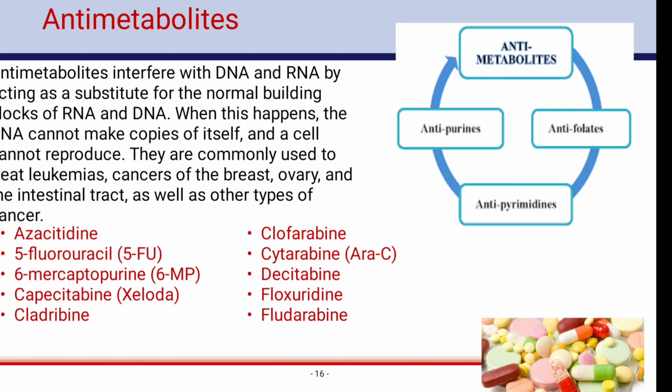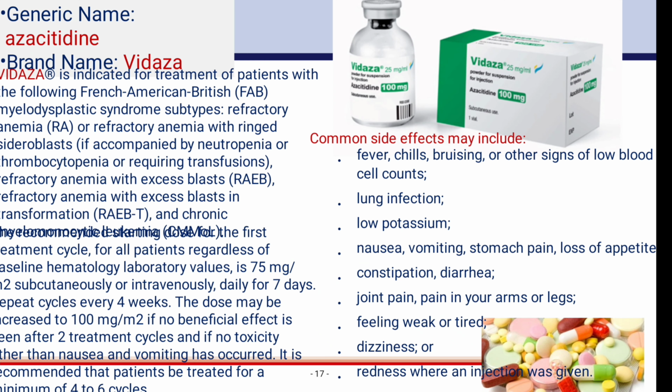Antimetabolites interfere with DNA and RNA by acting as substitutes for the normal building blocks of DNA and RNA. When this happens, the DNA cannot make copies of itself and the cell cannot reproduce. They are commonly used to treat leukemias, cancers of the breast, ovary, and the intestinal tract, as well as other types of cancer. Examples: azacitidine, 5-fluorouracil, 6-mercaptopurine, capecitabine, cladribine, clofarabine, cytarabine, decitabine, floxuridine, fludarabine.